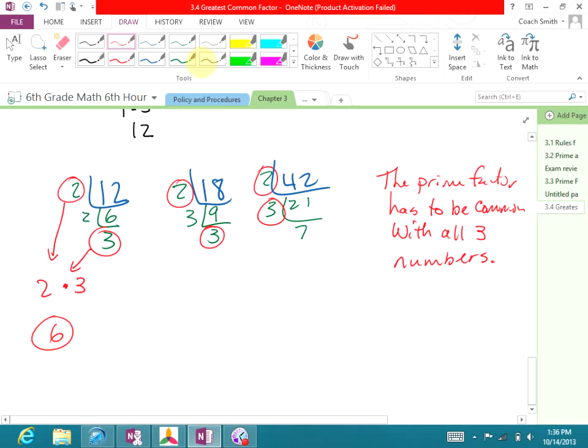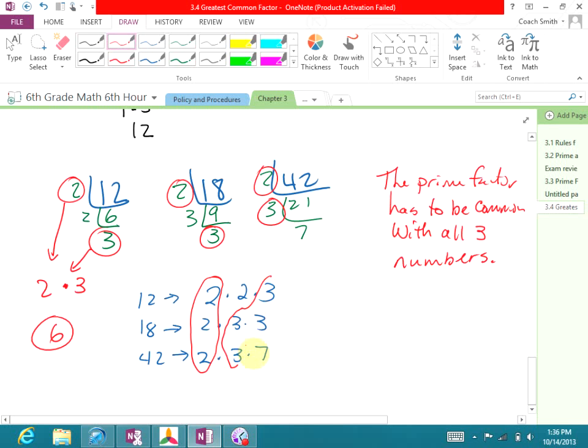Now, if you were listing the prime factorizations out, it would be 2 times 2 times 3. That's 12. And then 18 was 2 times 3 times 3. Then you had 42 as 2 times 3 times 7. Same thing. There's your 2, and there is your 3. Bring it down. Bring it down. Okay? This gets a little harder to see all of them when you line them up if you have 3 numbers.